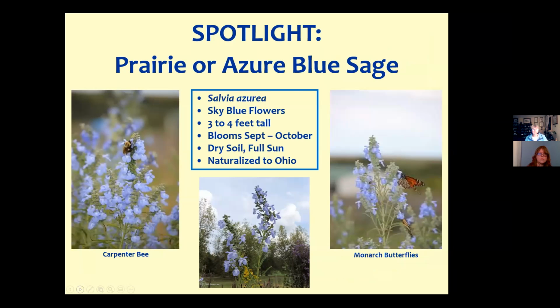This one I call a spotlight species. This is called prairie or azure blue sage, Salvia azurea. This is a plant that is native to Ohio, but what I like about it is the blue flowers in the latter part of our season. It blooms in September and October, gets 3 to 4 feet tall, and likes dry soil and full sun. Again, the bees and the butterflies, especially the monarchs, will visit this. I'm very happy with it, and it's made it through all the winters and done very well. So it's a great little plant.